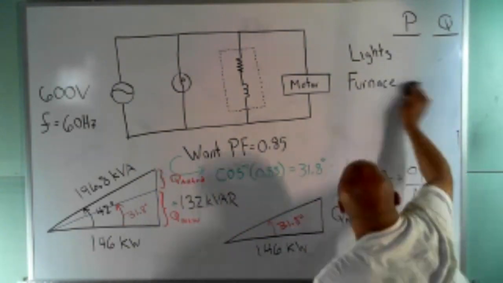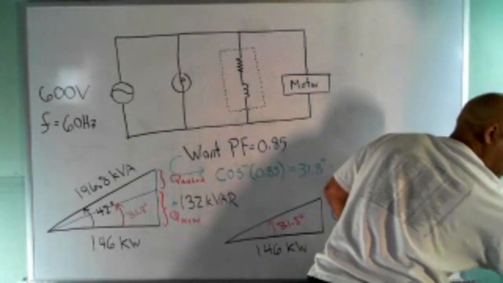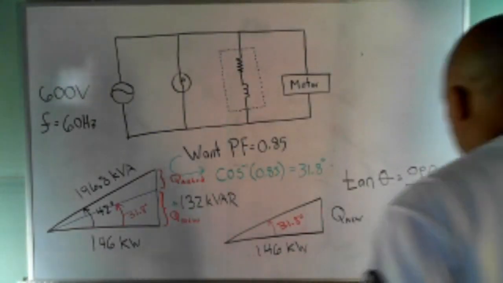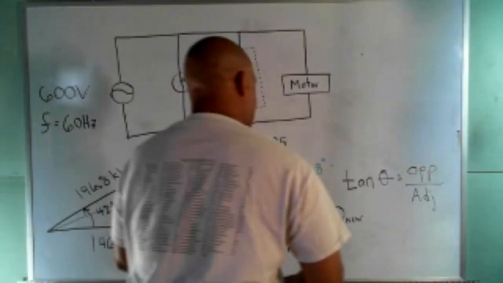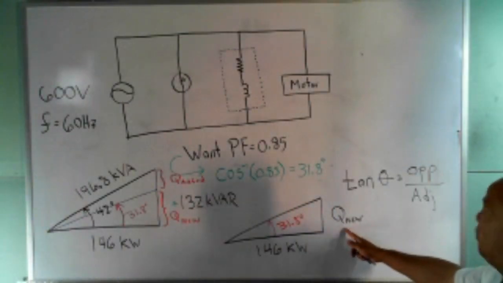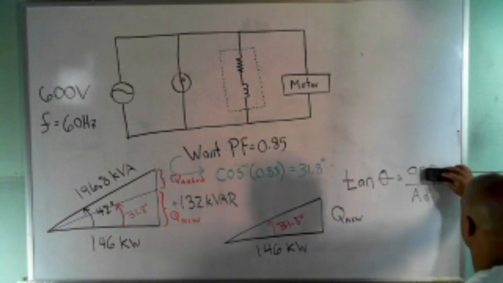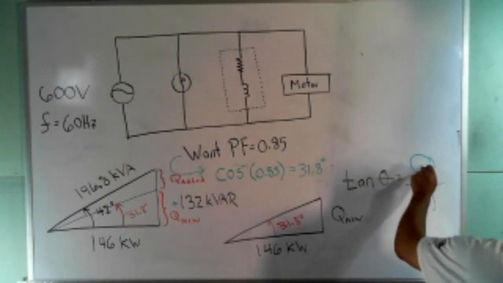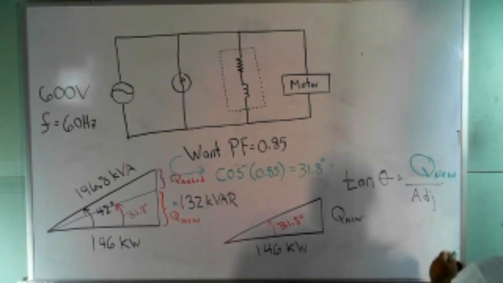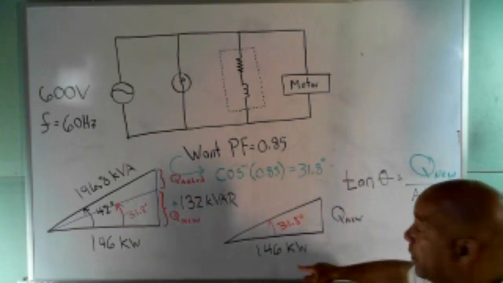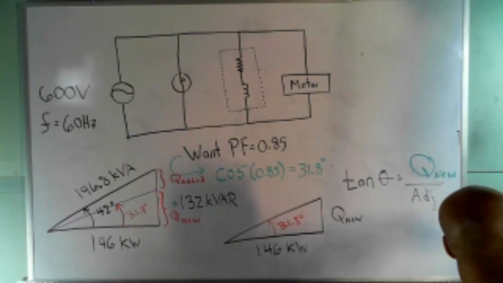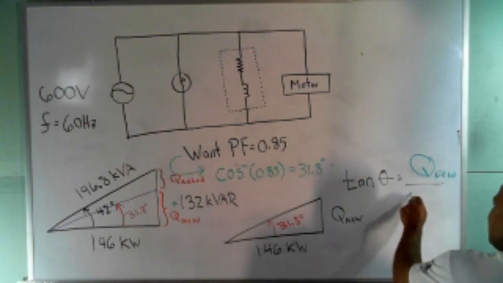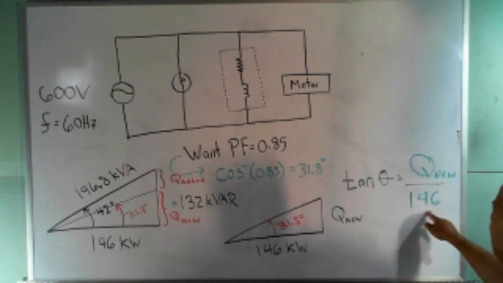And so all we got to do is we got to name it. So we'll name this. Well, the opposite side, you see we're calling that Q new. So this is Q new. That's like our unknown. Our adjacent side, that's the 146. And I want to just write 146 because we know it's going to be in K. So we'll just write 146. So we know that number and we know this number.